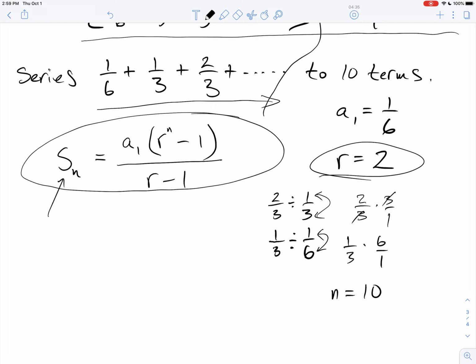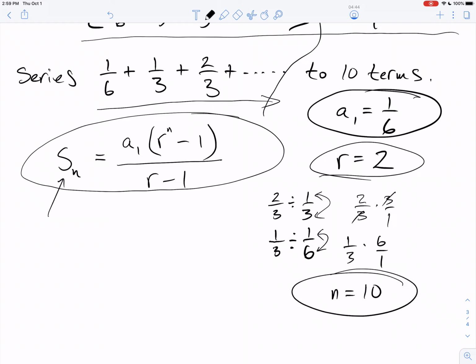So what do I do? I want to add up these numbers. So I need an A1 because it's in the formula. I need an R and I need an N. So let's plug some stuff in and we'll call it the 10th partial sum. So I would say A1 times r to the n minus 1, all over r minus 1.